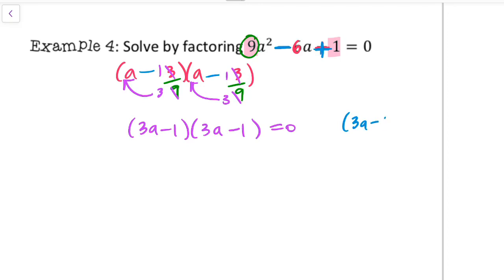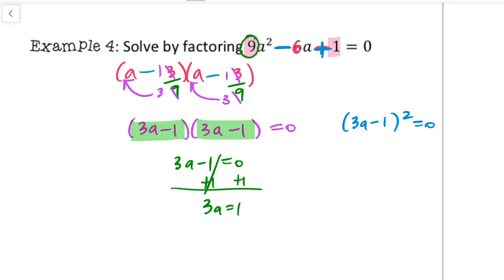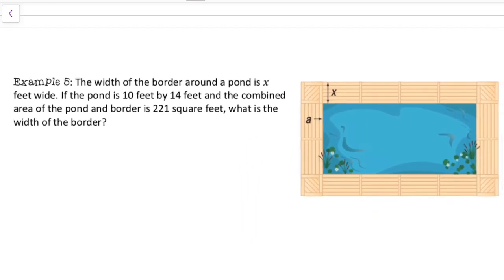We could also write that as 3a minus 1 squared, right? Because when you square something, you take it times itself. So we've got 3a minus 1 times 3a minus 1 equals 0. Well, if we set both sets of parentheses separately equal to 0, you'll notice we end up getting the same thing for both. So we really only have to do it one time because it's an identical set of parentheses. So we solve by adding 1. 3a is 1, and dividing by 3, we find a equals 1/3 for both. There's our final answer.